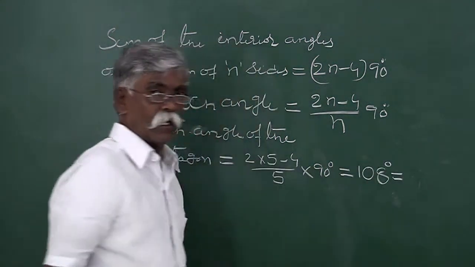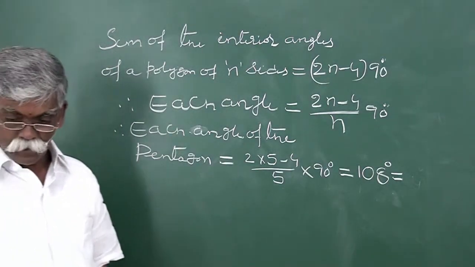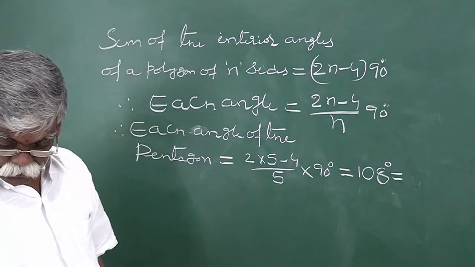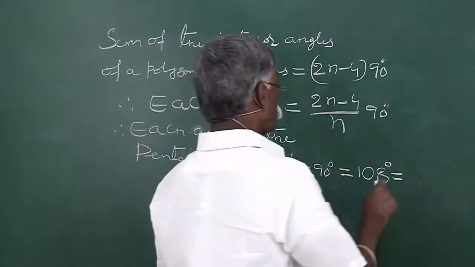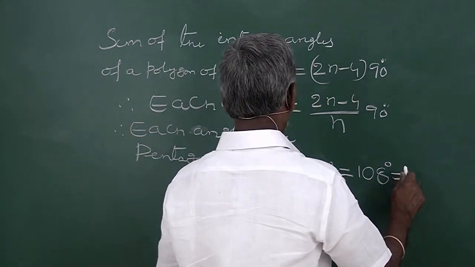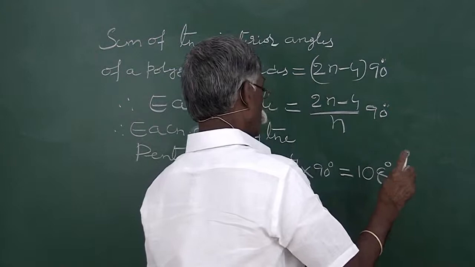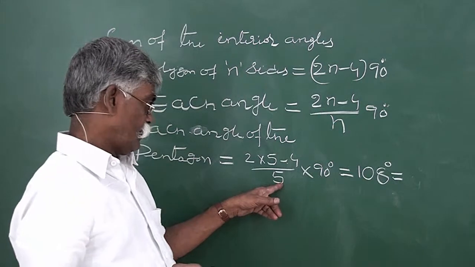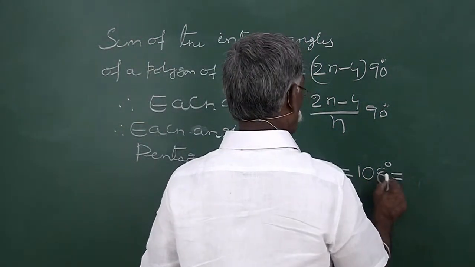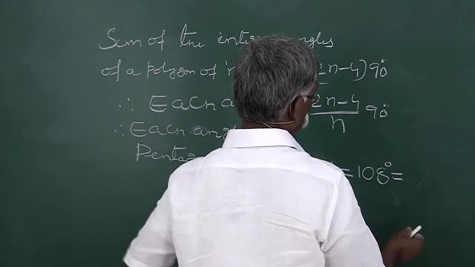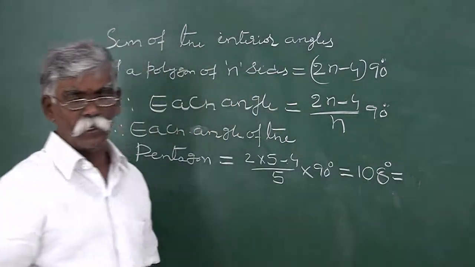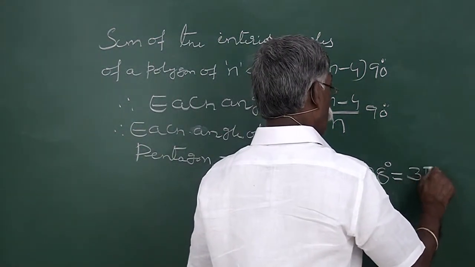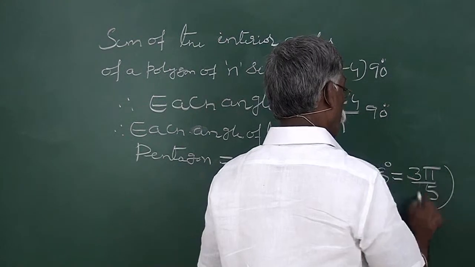And this is asked in circular measure. So therefore we have to convert this into radians. So therefore this is equal to 10 minus 4 is 6 by 5, so 6 by 5 into pi by 2. Thereby this is equal to 3 pi by 5 radians.